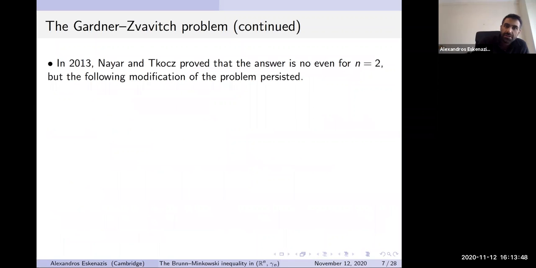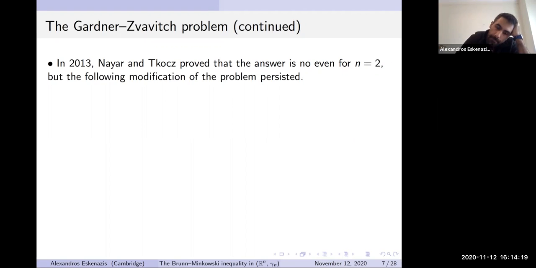Now, very soon after, this was shown to be wrong. In 2013, Nayar and Tkocz constructed an example showing that the answer is no, even for n equals 2. Their example was not something exotic. It was really just two cones that were parallel to each other and barely contained the origin. The idea is that containing the origin, even under convexity, is not a strong enough condition to say that most of the mass is concentrated there.